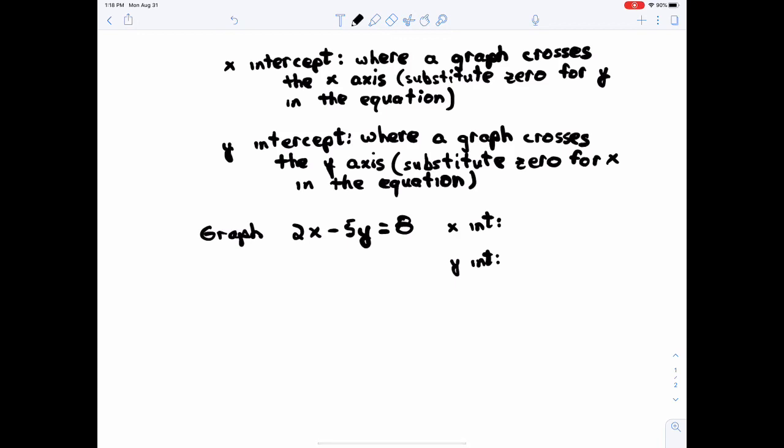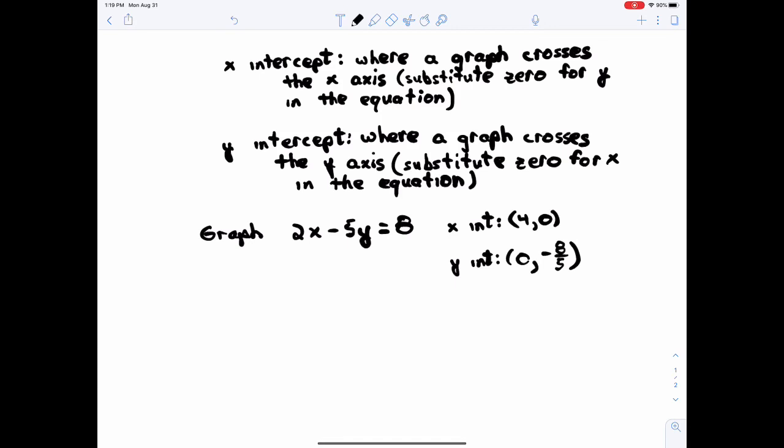Now, I'm just going to do it the way you should be doing it. Okay, find the x-intercept. In your head, stick a 0 in for the y. And what does negative 5y become? 0. So you have 2x equals 8 and x equals 4. So it's 4, 0. I'll come back and do that again for you. How about the y-intercept? Stick 0 in for x. That becomes 0. And you get negative 5y equals 8. So you get 0, negative 8/5.